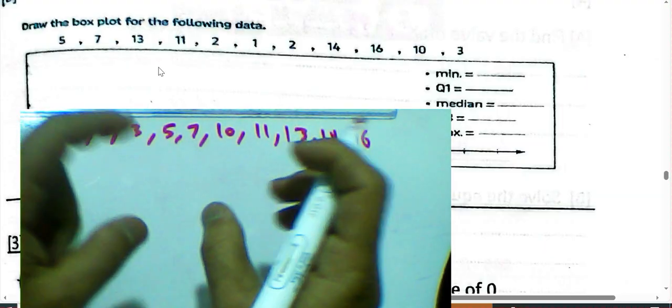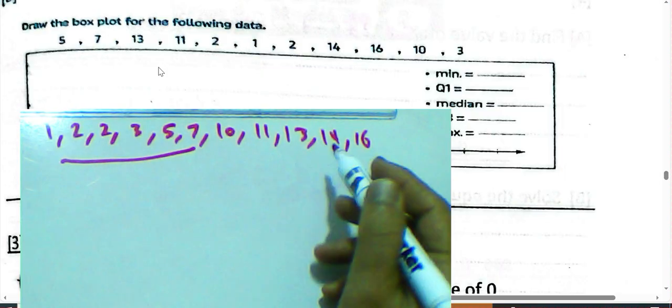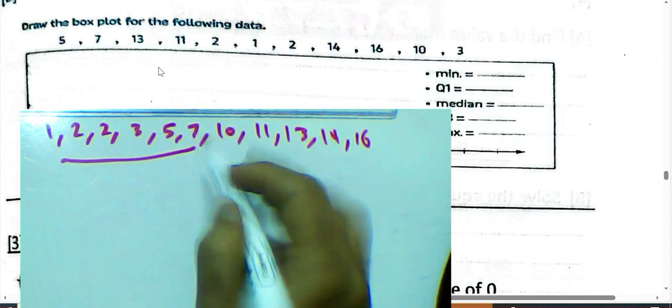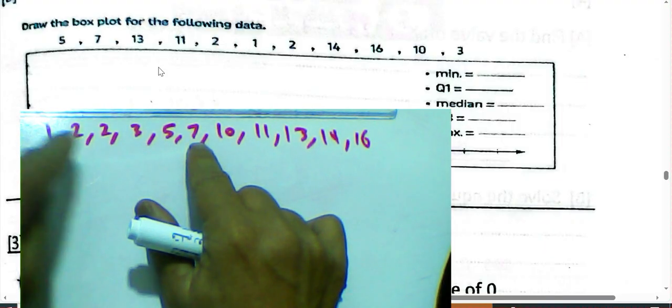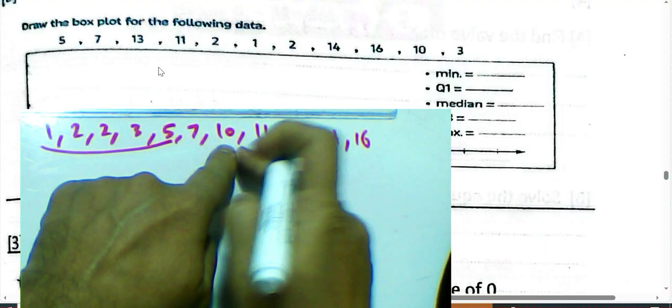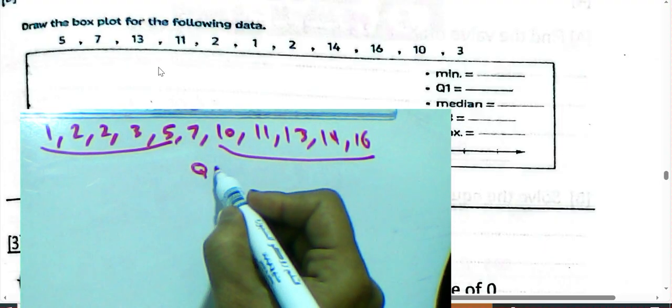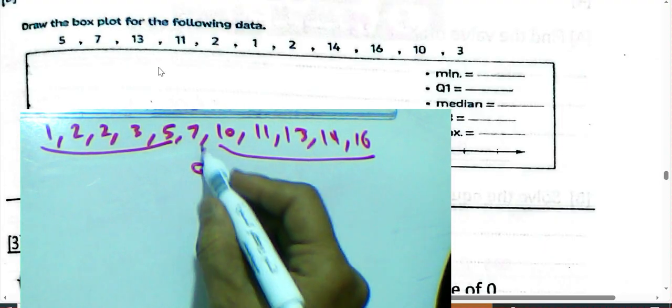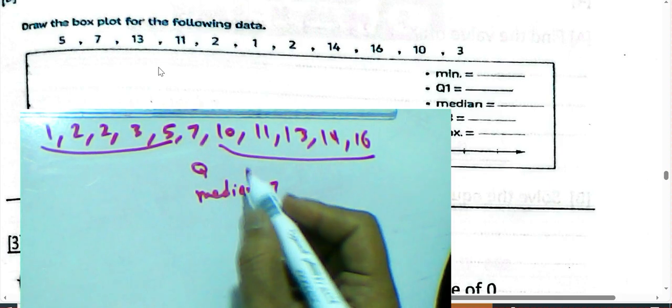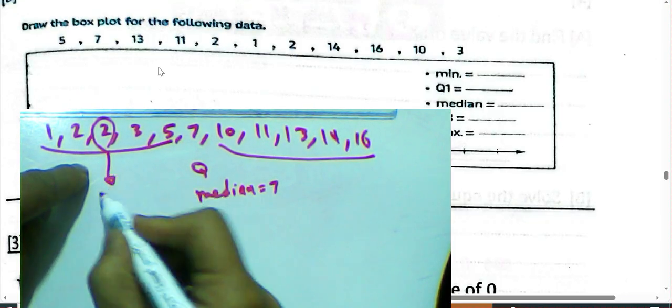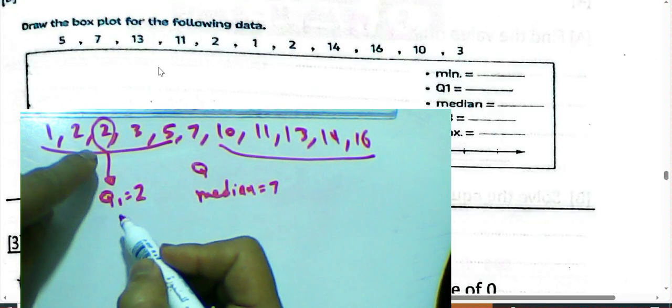Then we find the number that lies in the middle, 1 digit, because the count is an odd number. Each group has 5 numbers. The 7 lies in the middle. 7 is the median. The median equals 7. And 2 is quartile 1. Quartile 1 is 2.